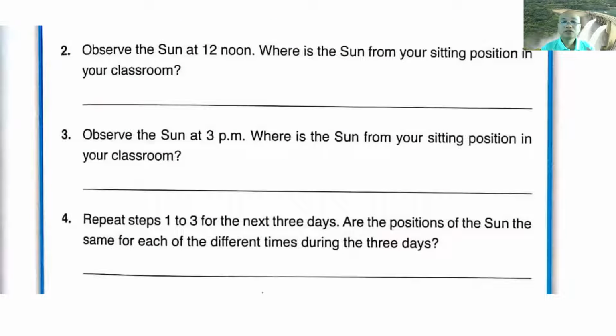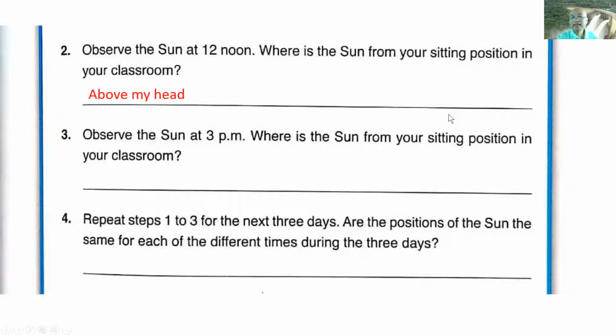Number two, observe the sun at 12 noon. Where is the sun from your sitting position in your classroom? All right. Then it's not on my head because the sun cannot be on my head, but it's above my head, right? Above my head.